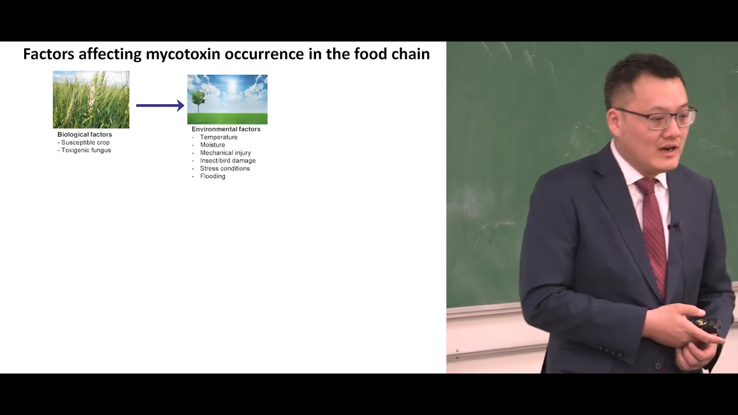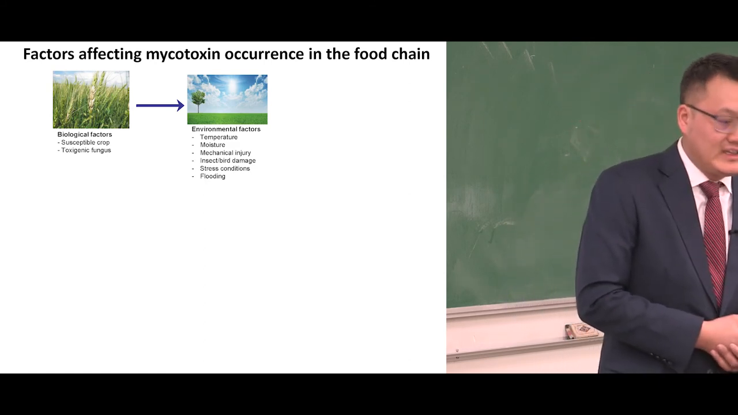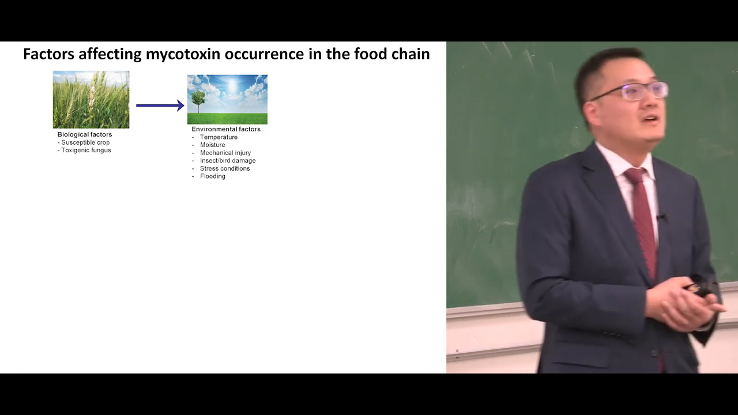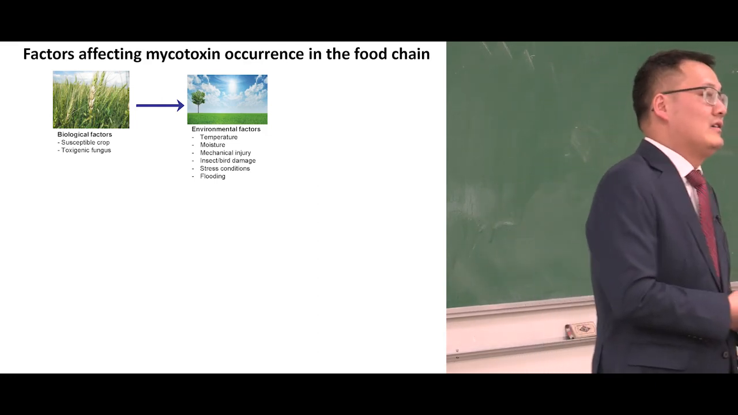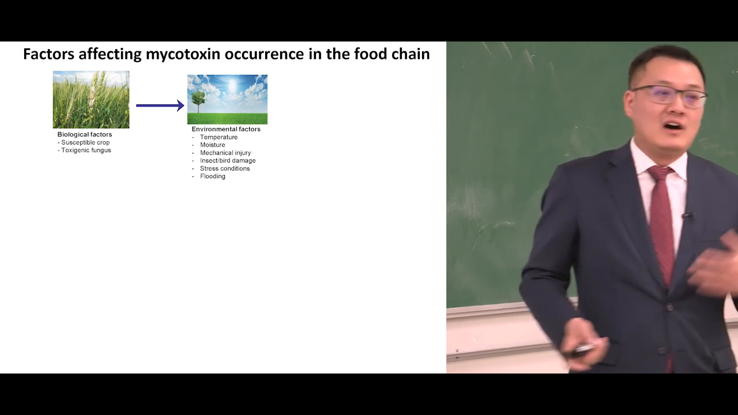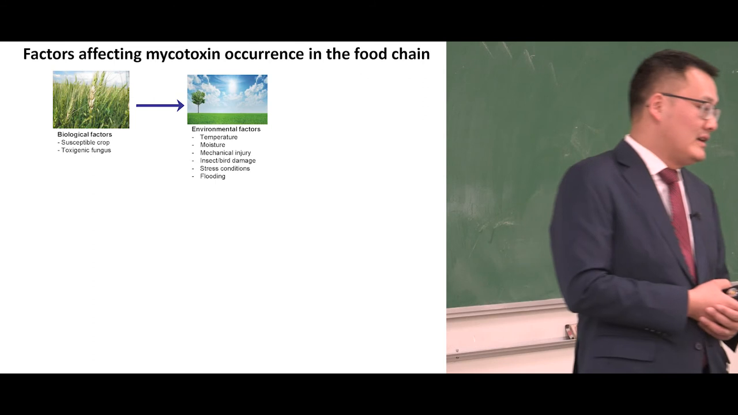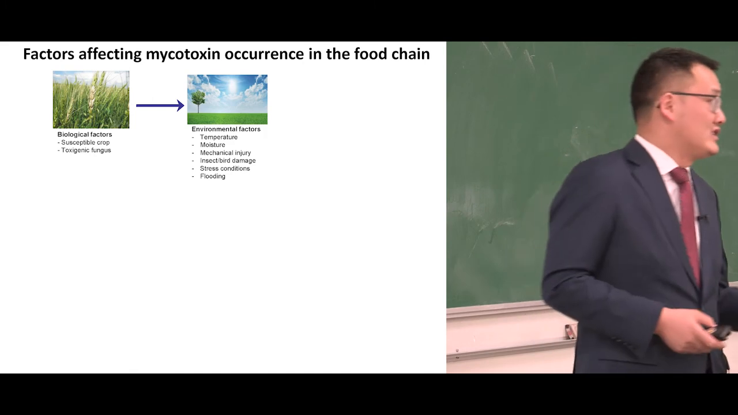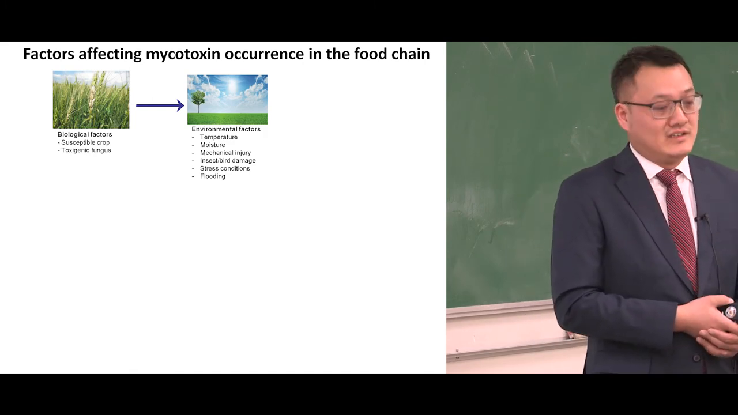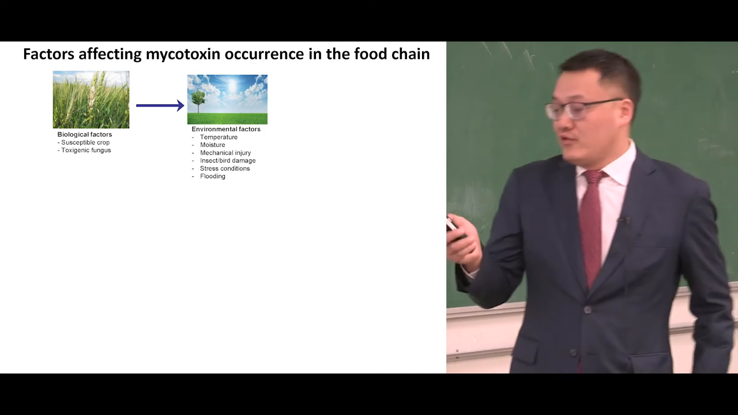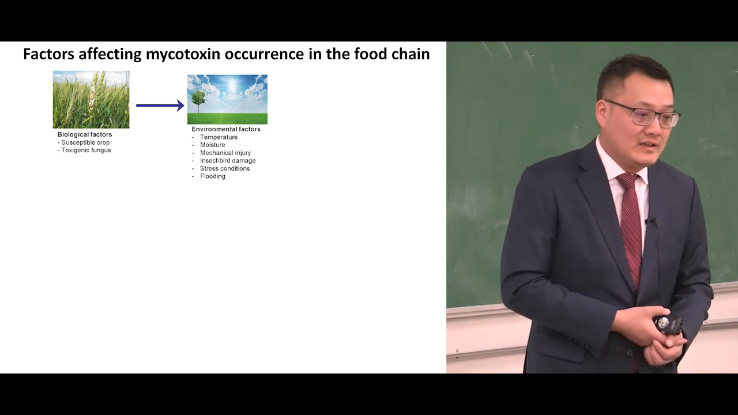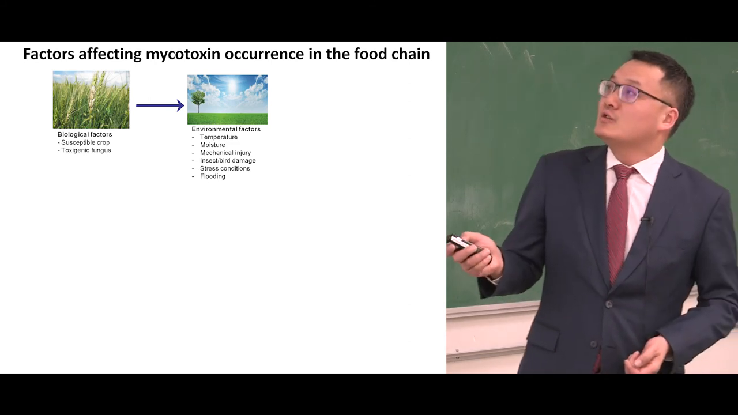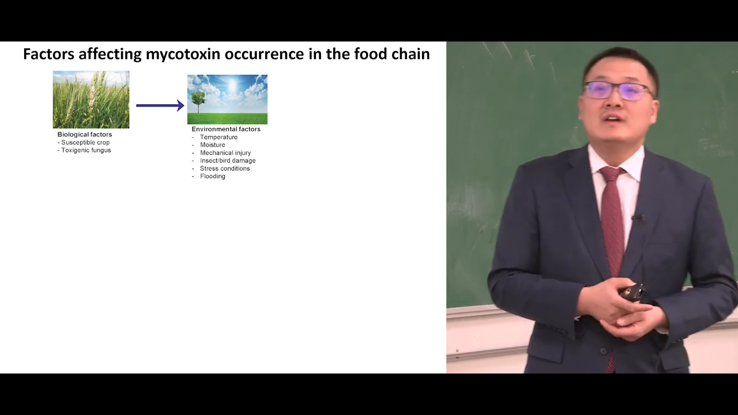And then also environmental factors, for example, temperature. High temperature or low temperature may cause different mycotoxin contamination. For example, in a hot territory, it may be easy to get aflatoxin contamination. But in cold weather, like Canada, aflatoxin is usually not a big deal as it is in other places like Southeast Asia. And moisture for sure can also affect mycotoxin occurrence.